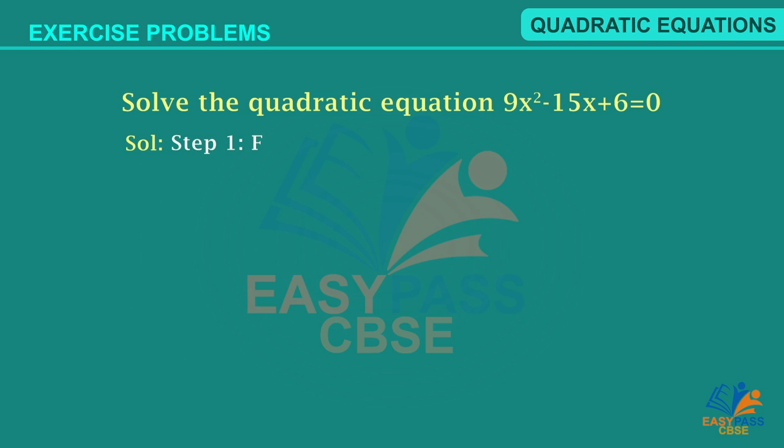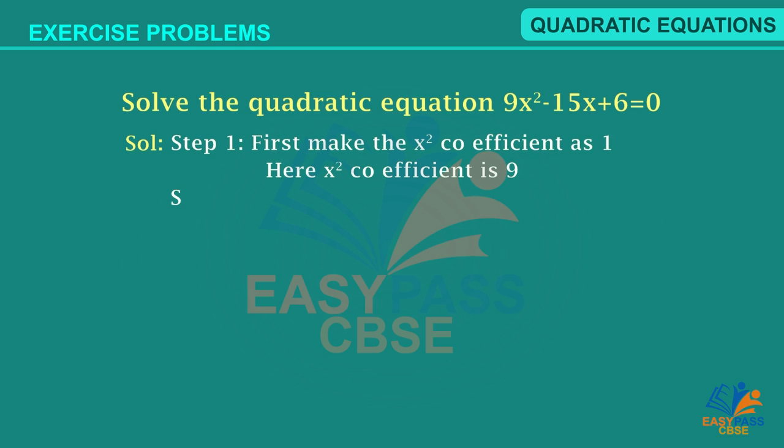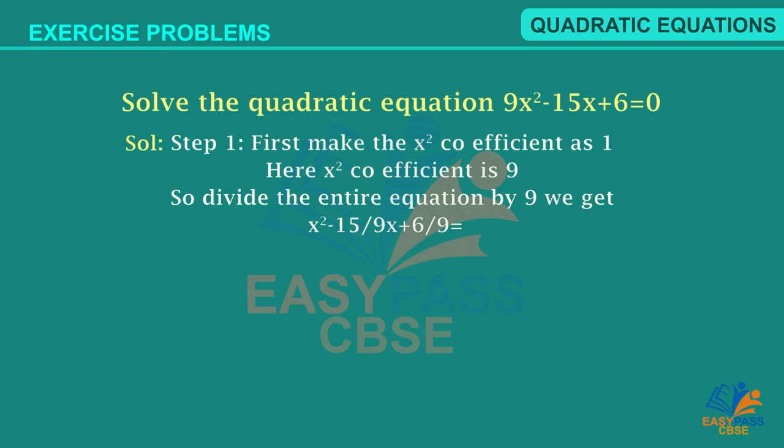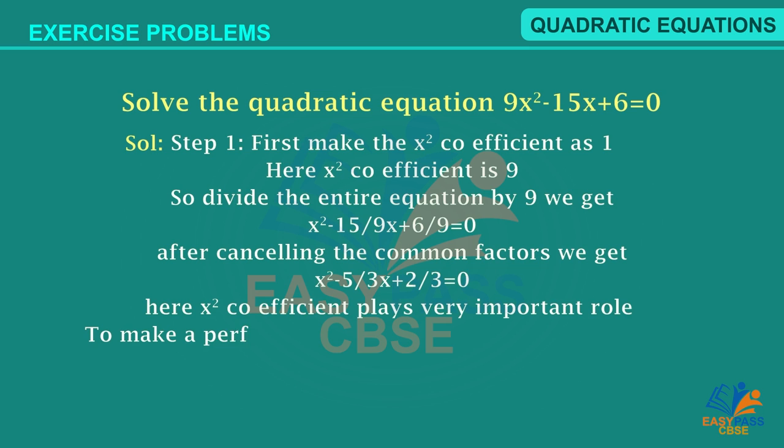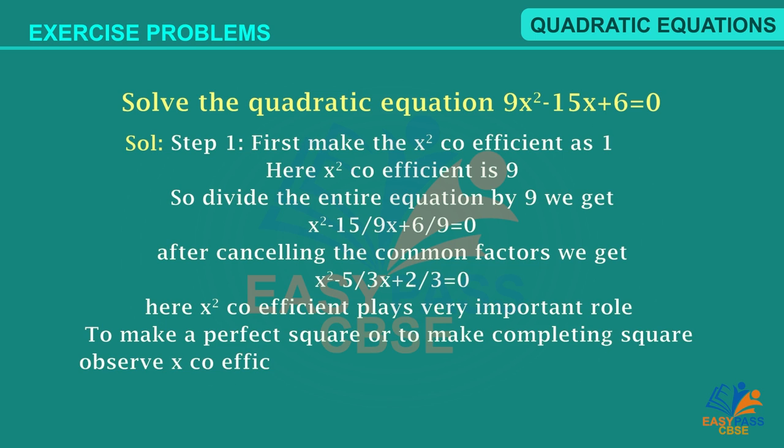Step number 1. First make the x square coefficient as 1. Here x square coefficient is 9. So divide the entire equation by 9. Then we get x square minus 15 by 9x plus 6 by 9 is equal to 0. After cancelling the common factors, we get x square minus 5 by 3x plus 2 by 3 is equal to 0. Now, one important point is here the x coefficient plays a very important role. To make a perfect square or to do the completing square method, observe x coefficient, that is 5 by 3.